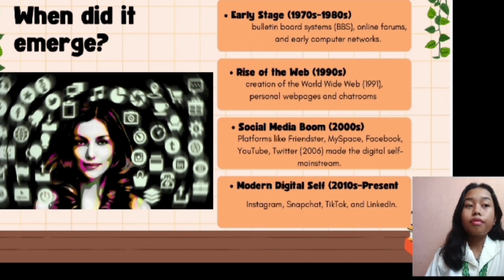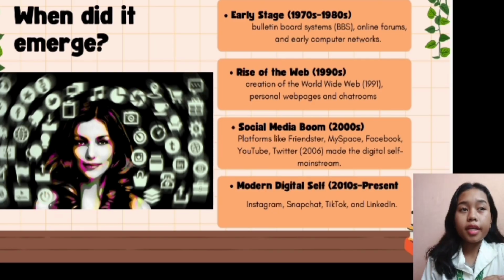People create and present versions of ourselves through the internet and social media. Unlike face-to-face interactions where your appearance, voice, and behaviors are seen directly, online platforms allow you to shape, filter, and manage how others perceive you. It means that our online identity is something we actively build, shape, and perform rather than something that simply exists. So our digital self is something that we create, something we choose to show, we choose to present to others in the digital world.